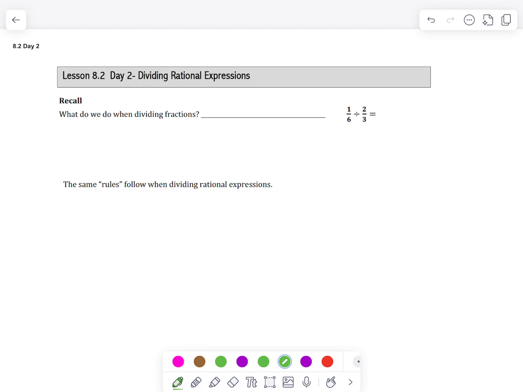All right, this is on dividing rational expressions. Recall, what do we do when we divide fractions? I tell my students to keep, change, flip.